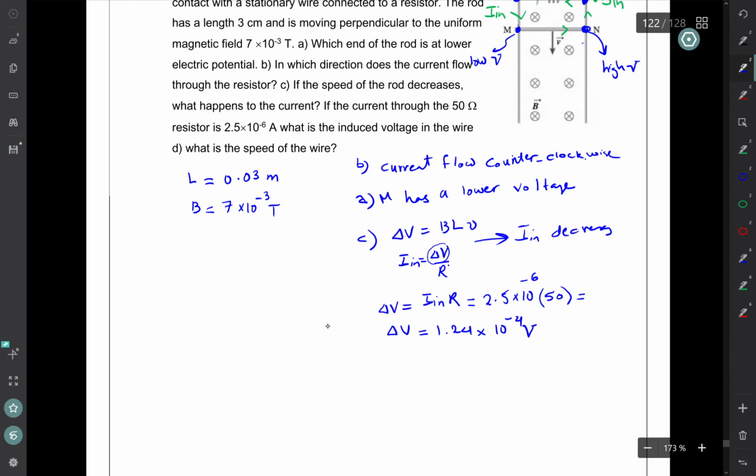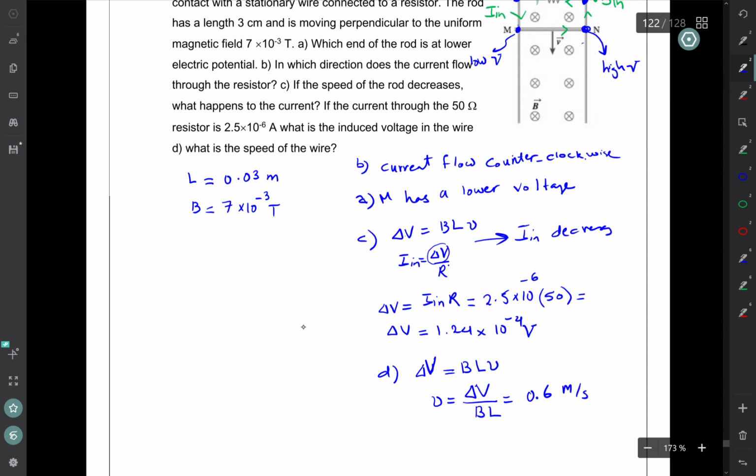Now, the last part, part D, they ask for the speed of the wire. Delta V is equal to BL times the velocity or the speed. So isolating the equation for the speed, I have delta V, the induced voltage, over B times L. If you sub in the values, you will end up getting 0.6 meters per second.